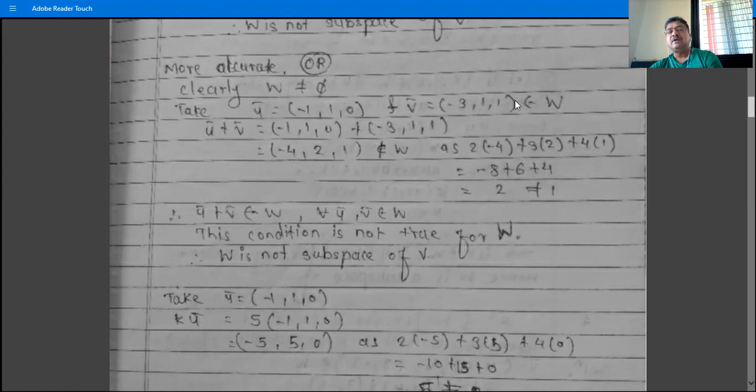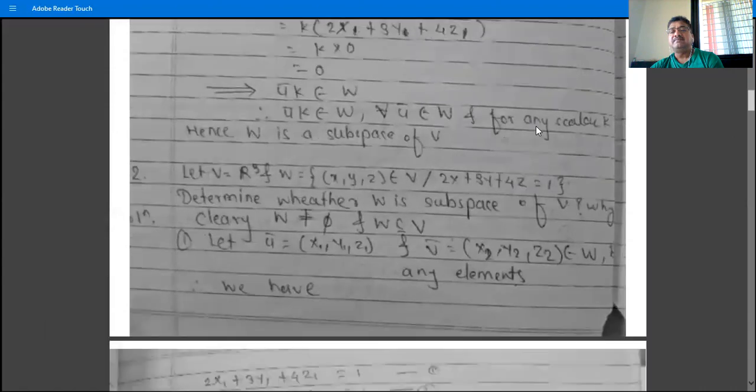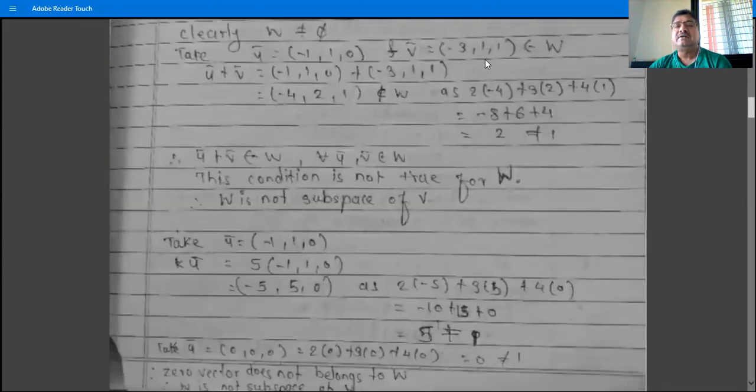Then (-3, 1, 1) is also an element of W. Why? Because 2 × -3 = -6, 3 × 1 is +3, and 4 × 1 is +4. So -6 + 7 = 1. So (-3, 1, 1) satisfies this condition that 2x1 + 3y1 + 4z1 = 1. So these two are elements of W.